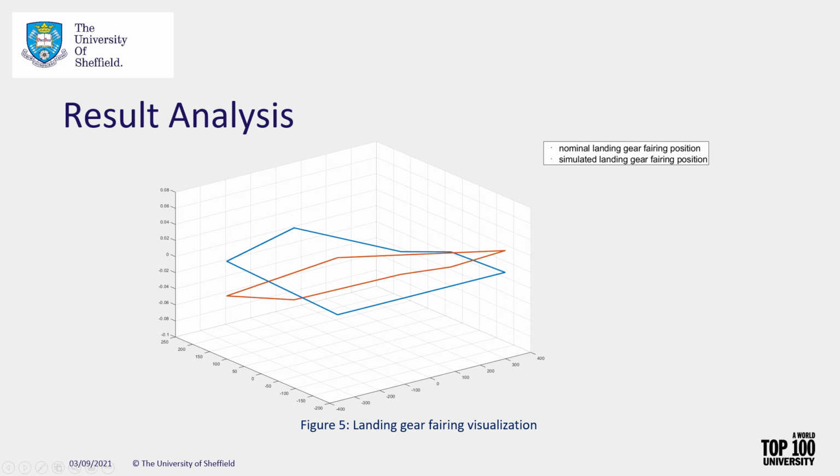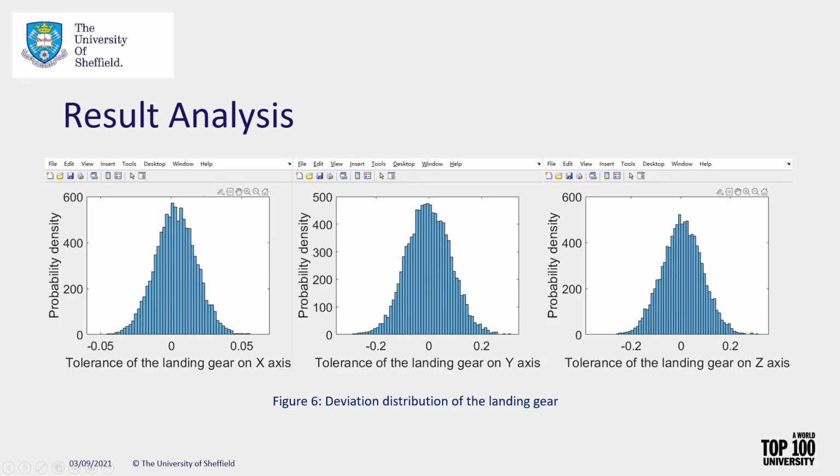The gap and step can also be calculated by Figure 5. Figure 6 shows the deviation distribution of the landing gear. Since the tolerance is in normal distribution, the deviation is also in normal distribution. The result of the landing gear fairing is the same.